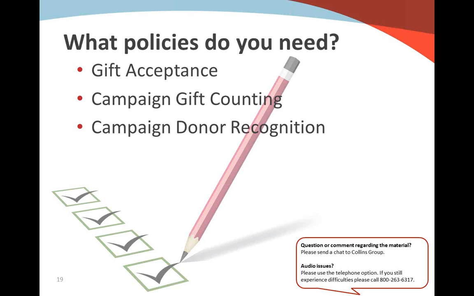Another type of policy is your campaign donor recognition, and this is where you will set out at what level of gift donors will be recognized and how they will be recognized. This is usually where you will include your campaign space naming opportunities or fund naming opportunities or endowed positions or programs that would carry a donor's name or be named in a way that recognizes the donor's investment in them.